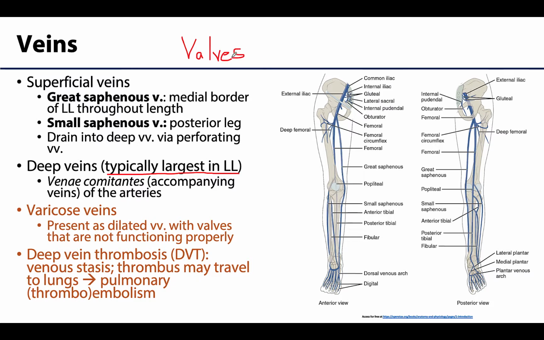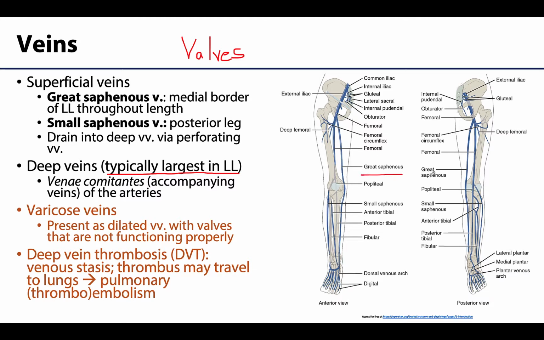So valves are those cusps of endothelium within the veins, which are really important in terms of guiding the directionality of blood flow proximally towards the heart. In this region, this blood flow is going against gravity, so these valves are very important. Okay, a little bit about the superficial veins. These are located in the subcutaneous tissue, and there are many, many superficial veins, but the two most prominent are the great and small saphenous veins.